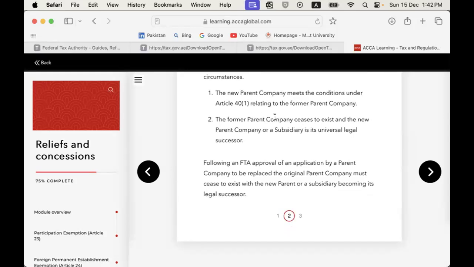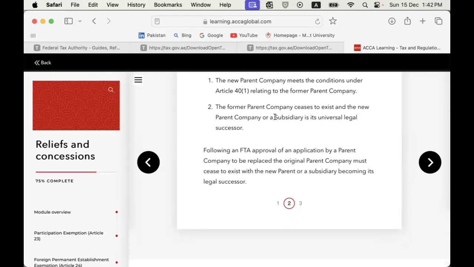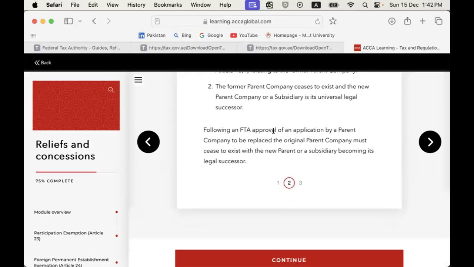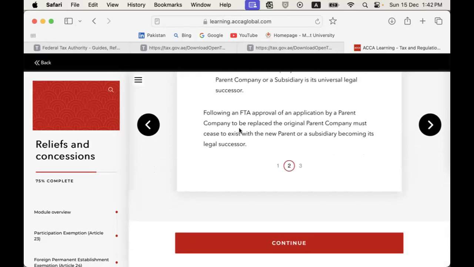It is still a resident company. It is not an exempt company. It is not a qualifying free zone person. The former parent company ceases to exist, and the new parent company or subsidiary is its universal legal successor. So if that is the case, then a new parent can replace the old parent, following an FTA approval and an application by the parent.